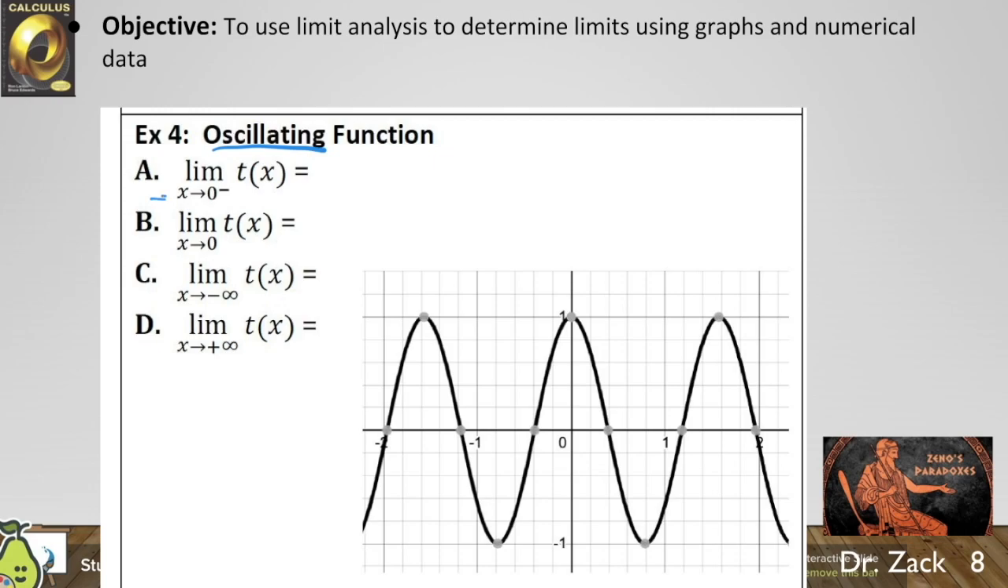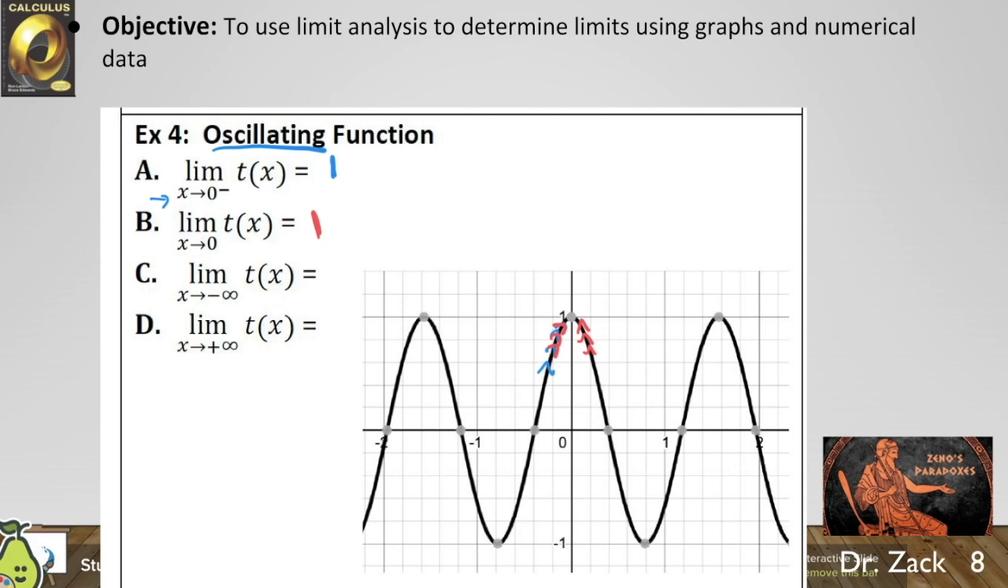I want to look for x approaching 0 from the left side. So approaching from the left side, I can see that my y value is heading towards 1. Now approaching 0 from both sides, I have to approach from both sides. This time, I didn't give you a separate question, but both sides do seem to be pointing to the same y value, and that would be 1 as well.